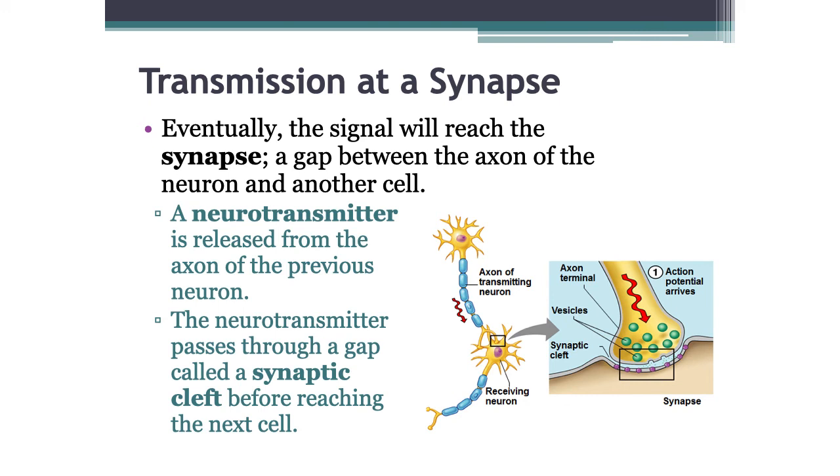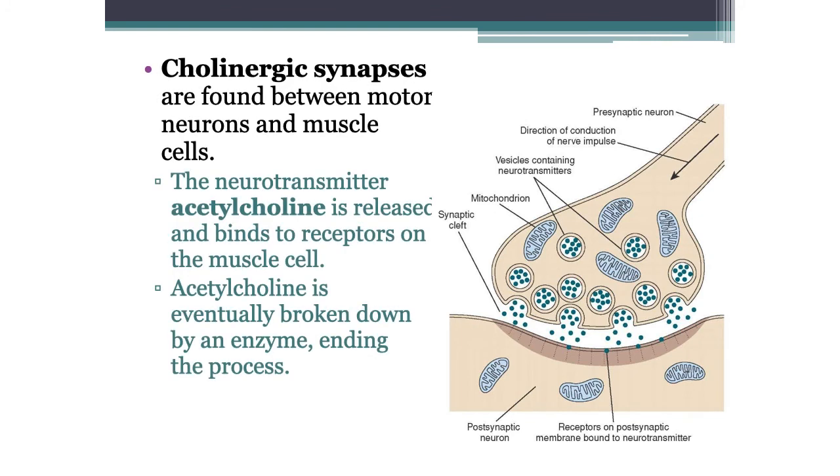If we see in this next slide, we see the synapse found between muscles, and acetylcholine is released and binds to receptors, and acetylcholine is eventually broken down by an enzyme, ending the process. So a chemical message goes in between the neurons. So you have an electrical message through the neuron, then a chemical message between neurons, and then it becomes an electrical message again throughout the next neuron.